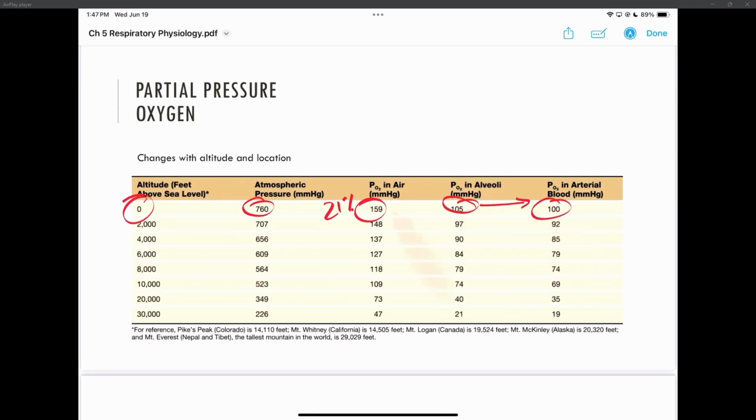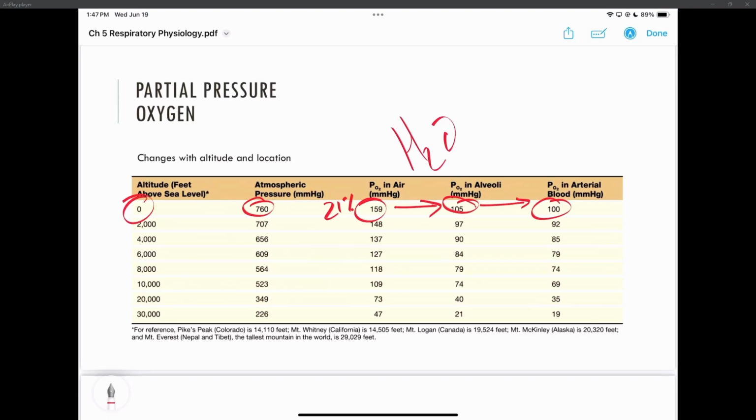Why do we have this drop? What is going on that we have this drop in O2 from the air into the lungs? Water vapor. We're adding moisture into the air. We're humidifying the air so it can get into your lungs for better exchange.